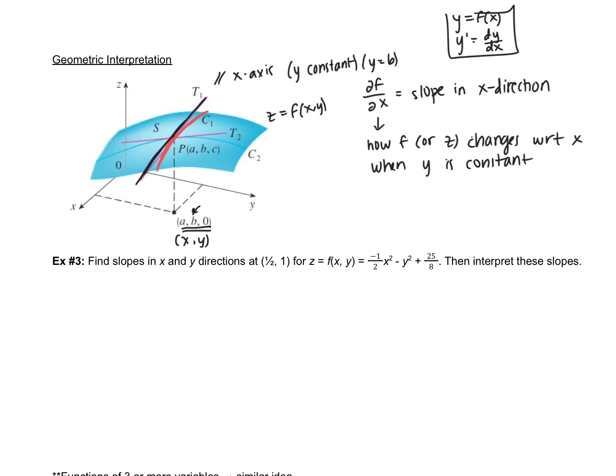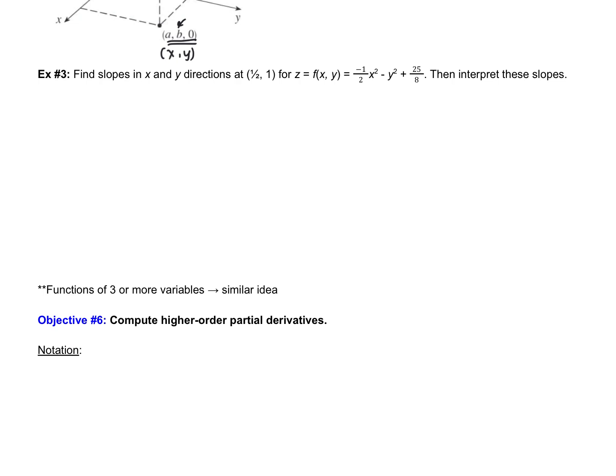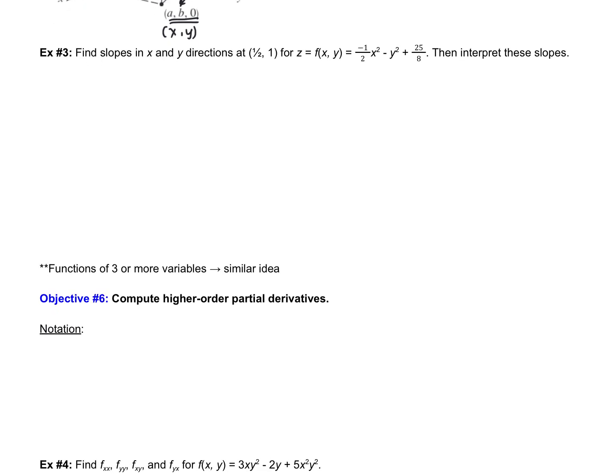So in 3 space, or a function of 2 variables, our partial derivatives will tell us how z is changing with respect to another variable. So let's take a look at this example 3. We are going to find the slopes in the x and y directions at that point for z, then we are going to interpret these values.